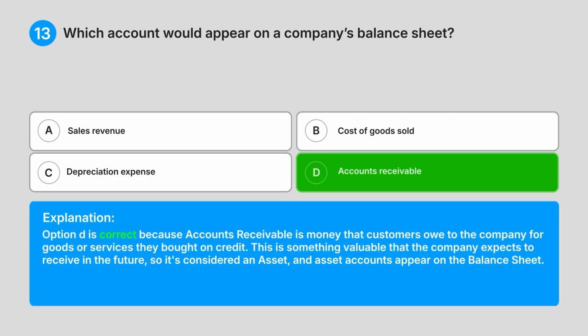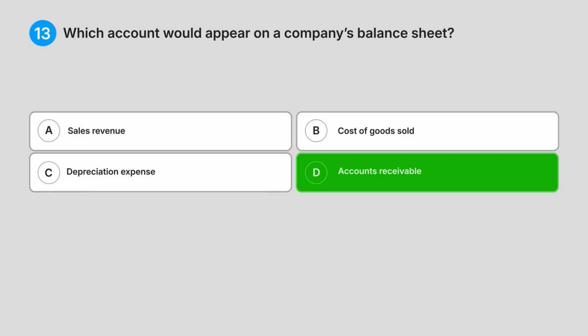Explanation. Option D is correct because accounts receivable is money that customers owe to the company for goods or services they bought on credit. This is something valuable that the company expects to receive in the future, so it's considered an asset. And asset accounts appear on the balance sheet.